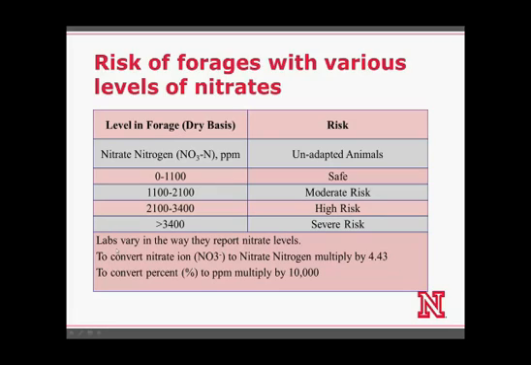Now, labs do vary in the way they report nitrate levels. The two most common are nitrate nitrogen and nitrate ion. If your analysis is nitrate ion, to convert to nitrate nitrogen, you simply multiply by 4.43. If it's in a percent and you need to get it to a part per million, then you also need to multiply by 10,000.